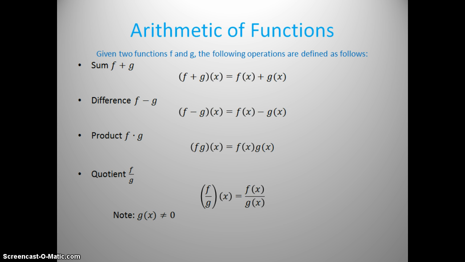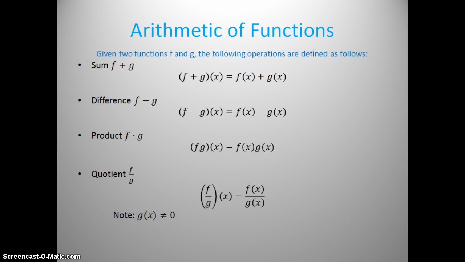We take the expression for the first function and add it to the expression for the second function. Likewise, for the difference, f minus g of x, we take f of x and then subtract g of x. For the product, f times g of x is equal to f of x times g of x, and you may or may not see the multiplication symbol. Now for the quotient, f divided by g of x, we take f of x and divide it by g of x, but this is only defined when g of x is not equal to 0.